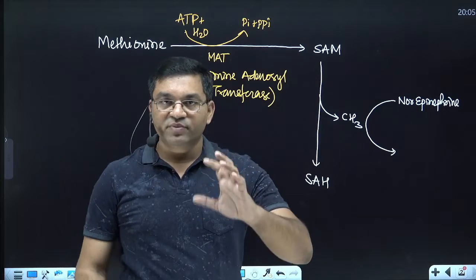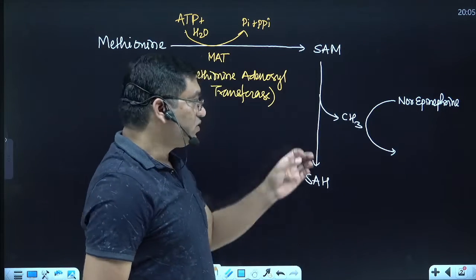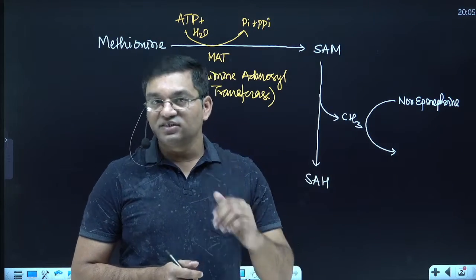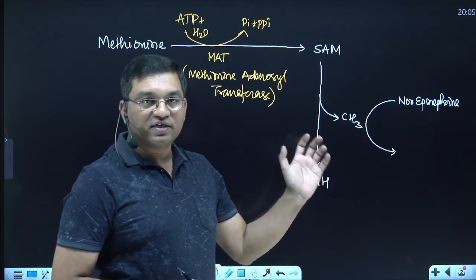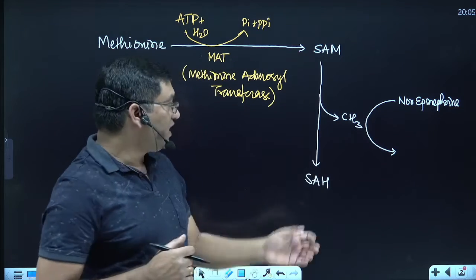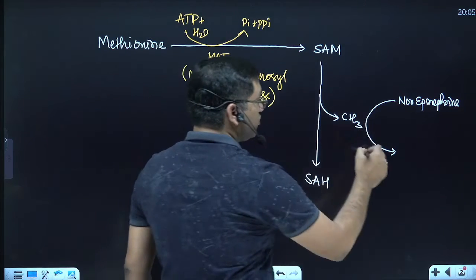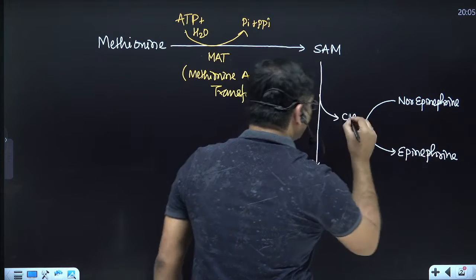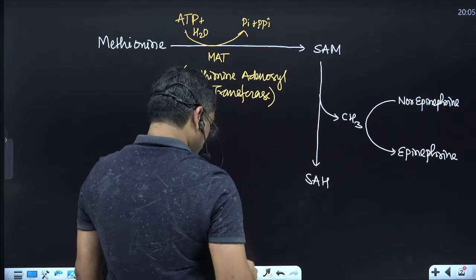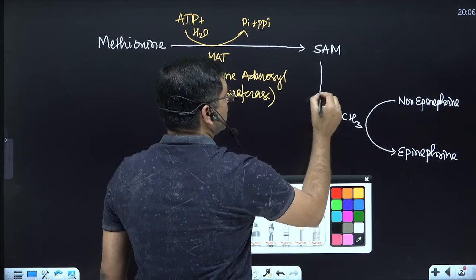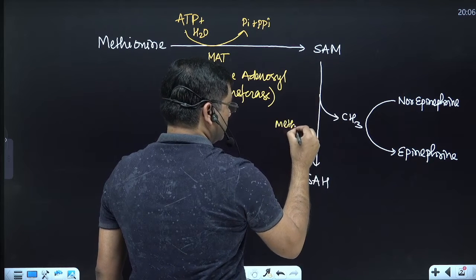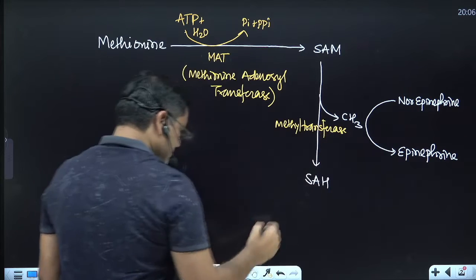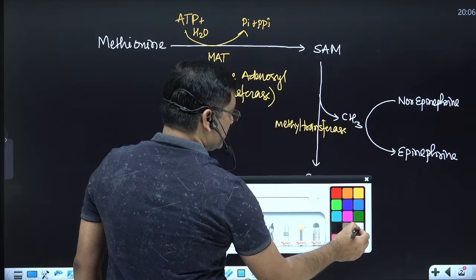Norepinephrine is converted into epinephrine, guanidinoacetate is converted into creatine, ethanolamine is converted into choline. So a lot of examples are there. N-acetyl serotonin is converted into melatonin. So these are the transmethylation reactions, with the help of methyl transferase enzyme.